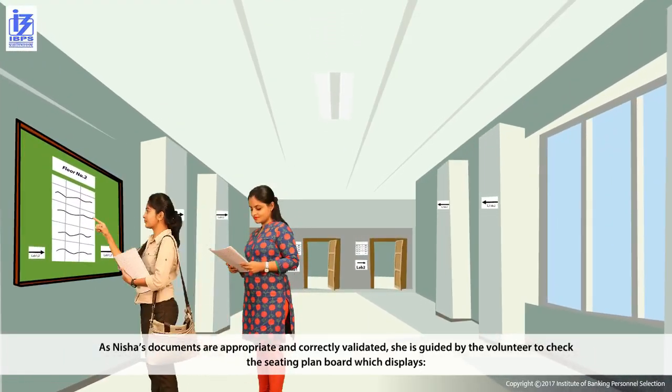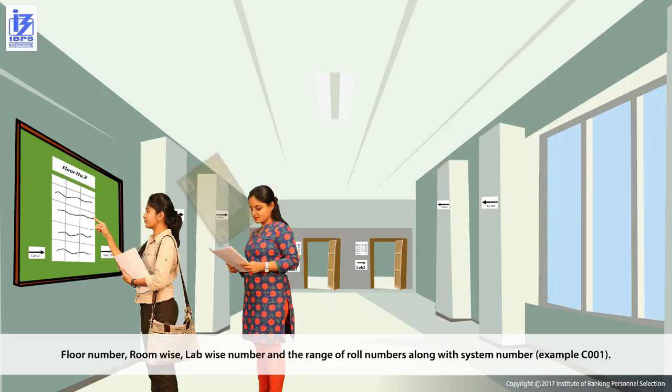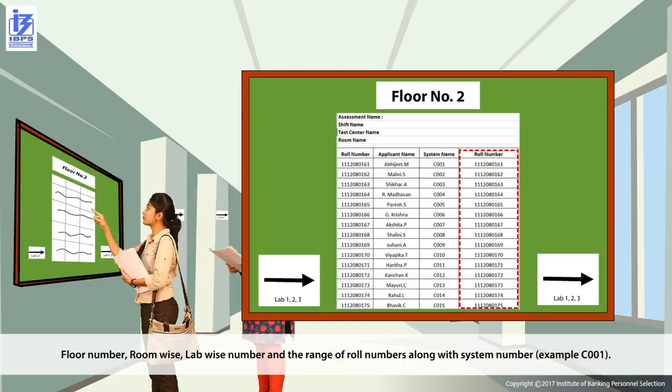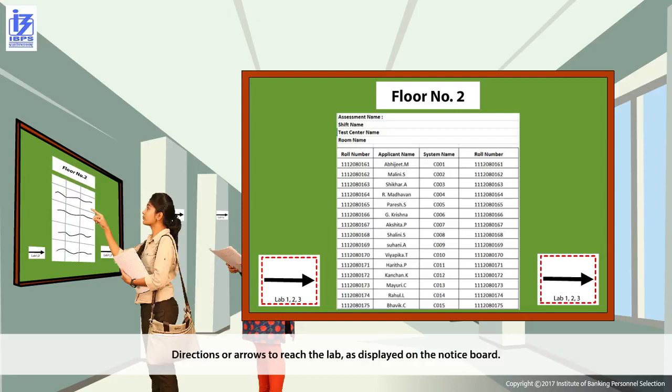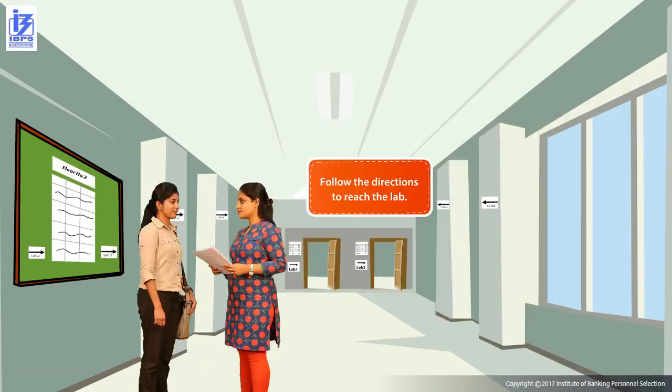As Nisha's documents are appropriate and correctly validated, she is guided by the volunteer to check the seating plan board which displays floor number, room wise, lab wise number and the range of roll numbers along with the system number. Example C001. Directions or arrows to reach the lab as displayed on the notice board. Follow the directions to reach the lab.